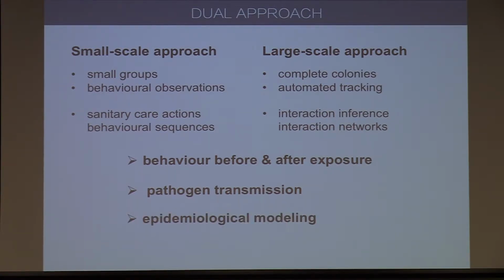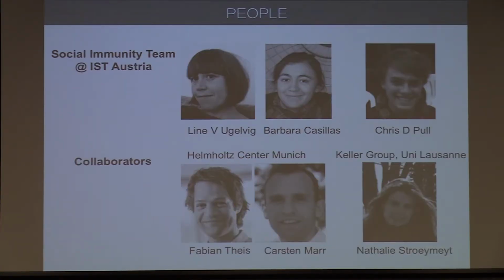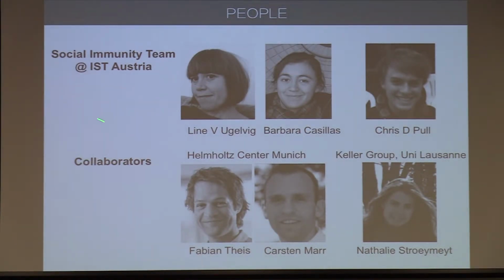We are also working together with people that perform epidemiological modeling to really see what would be the potential of disease transmission in these different types of interaction networks. And I would like to introduce the people that have been doing the work, both in my own team, postdoc Line Ulvi and PhD student Barbara Casillas and Chris Pull. And we work together with people that are doing epidemiological modeling at the Helmholtz Center in Munich, and also with the Keller Group in Lausanne, and his postdoc Nathalie Stromayet.